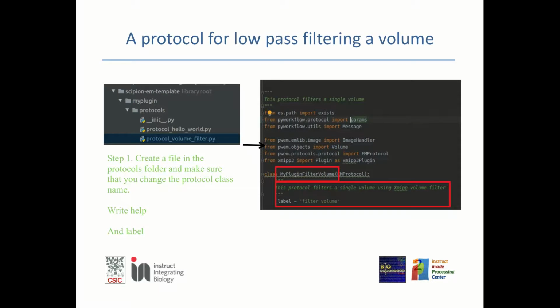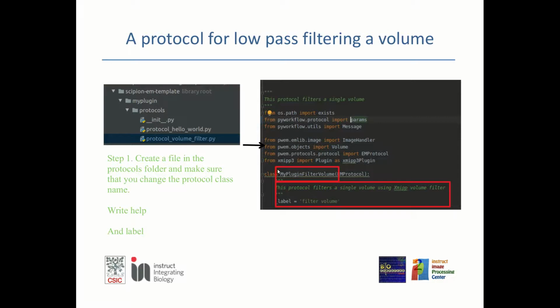Okay, so the first thing is to create a file that will contain your workflow, and this file has to be, for instance, here it is in the Scipion EM template plugin. There is a folder called my plugin. This is how Scipion will see your plugin from the Python code. And then inside my plugin there is a folder protocols, and then inside that folder protocols you define your protocol file. And this protocol file needs a file name, a class name.